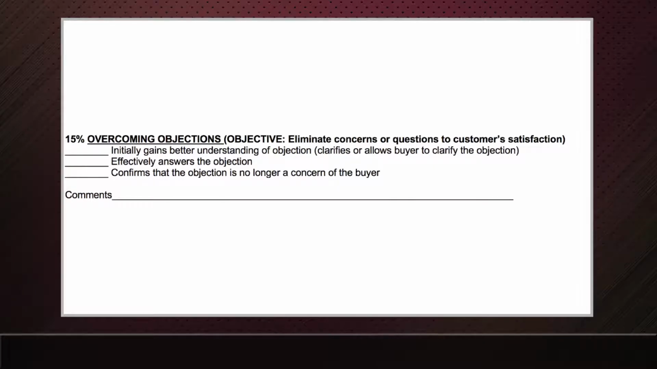At some point, the customer will offer some sort of resistance. When they do, the student should do three simple things in overcoming those objections. At first, they should make sure they have a good grasp on what the objection is by either asking for more information or allowing the buyer to provide them more information. They should provide whatever answer is appropriate for that particular objection and settle it for that customer. And then finally, they should ask and confirm that that objection has in fact been settled, that the buyer is indeed no longer concerned about that issue.